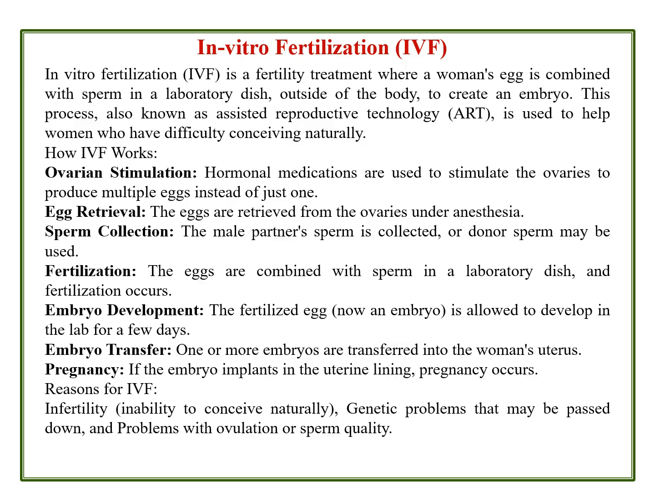The next topic in the chapter is IVF, the in vitro fertilization process. It is a fertility treatment where a woman's egg is combined with a sperm in a laboratory dish outside the body to create an embryo. This process, also known as assisted reproductive technology, ART, is used to help women who have difficulty conceiving naturally. Let us see how IVF works.